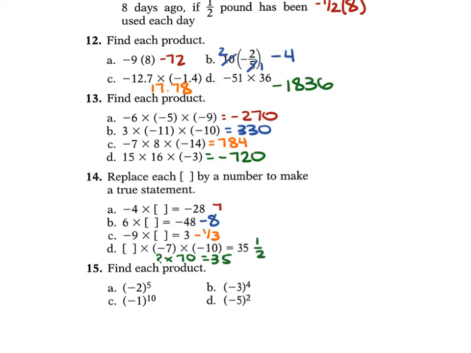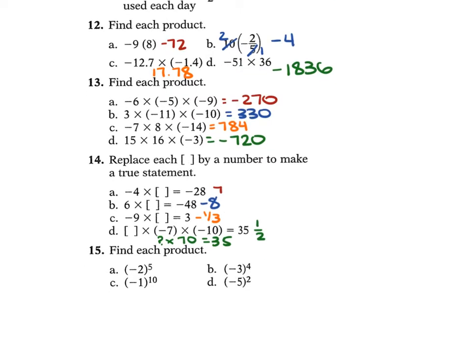For A through D in number 15, we're finding each product. So for A, we have negative 2 to the 5th power. Because that negative is on the inside of the parentheses, we're not looking at whether it's positive, but at the exponent to see if the answer is positive or negative. That exponent is odd, so our answer is going to be negative. And we're going to do 2 times itself 5 times. So 2 times 2 is 4, times 2 is 8, times 2 is 16, times 2 is 32. So that's a negative 32.